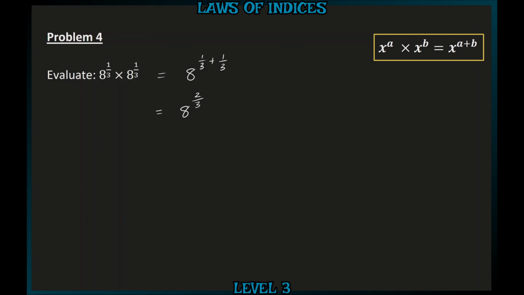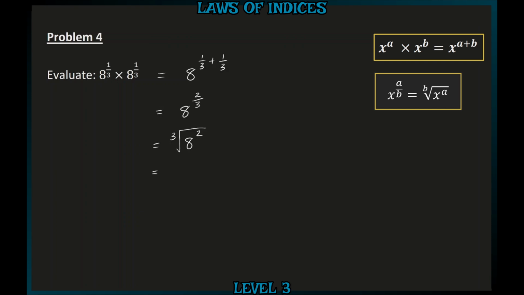And since this power is a fraction, we're going to use this law, which tells us that the numerator of the fraction is the power and the denominator of the fraction is the root. And this means that we can rewrite 8 to the power of 2/3 as 8 to the power of 2 and the cube root of that.